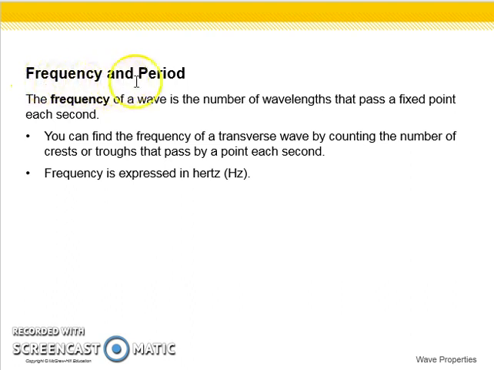Next heading, frequency and period. The frequency of a wave is the number of wavelengths that pass a fixed point each second. So two examples of that. You can find the frequency of a transverse wave. Remember, transverse goes up and down, has a crest and a trough. You can find the frequency of a transverse wave by counting the number of crests or troughs that pass by a point each second. And you also need to know that frequency is expressed in hertz, capital H, little z. This is your SI unit for frequency.